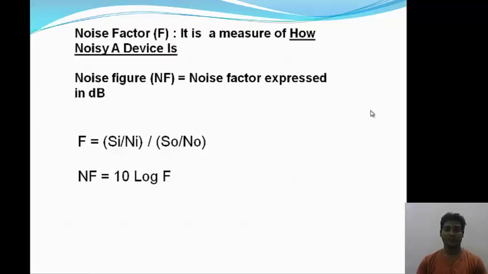What is the noise factor? It is the measure of how noisy a device is, whether it is a less noisy device or a more noisy device. Noise figure is the noise factor expressed in dB, where F is the noise factor, which is the signal to noise ratio at the input side to the signal to noise ratio at the output side, where the noise figure is calculated as 10 log F, that is the noise factor. It is on a logarithmic scale.